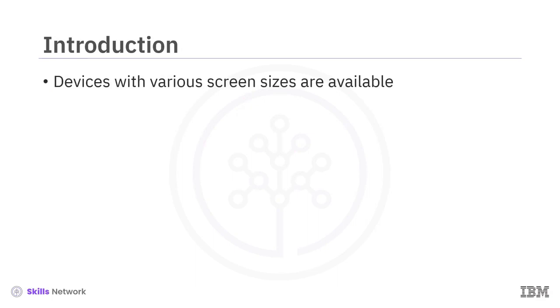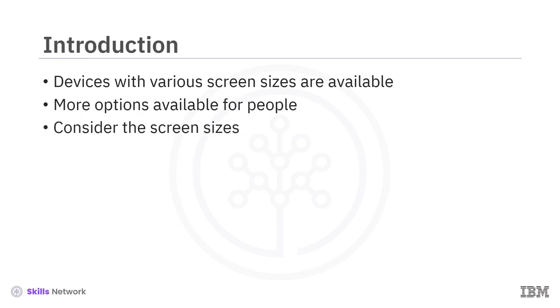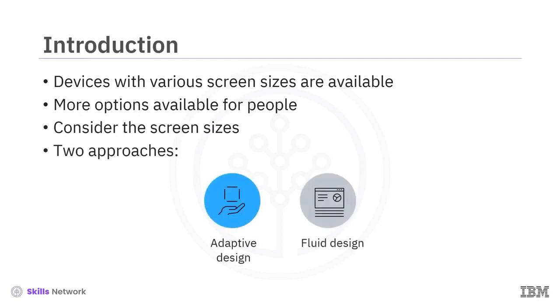Different devices with various screen sizes are available due to the digital revolution. People have more options and are less reliant on laptops or computers to complete tasks or access services. Before, a website had to function well on a desktop and a laptop screen. Now, there are a variety of screen sizes we need to consider, from large desktop and laptop screens to small mobile phones and tablets. In this video, we will learn about two website optimization approaches for different screen sizes. These are adaptive design and fluid design.